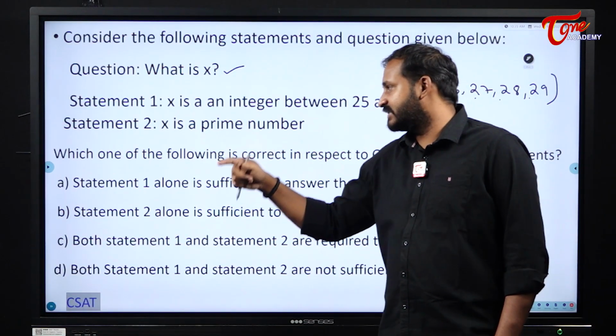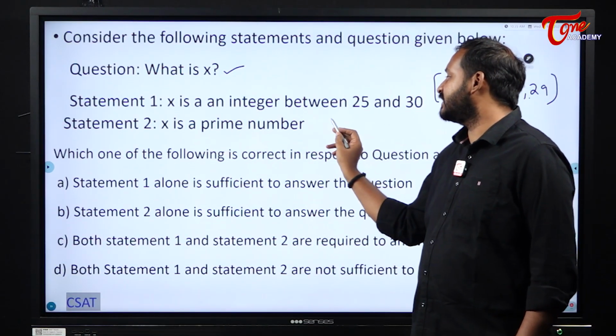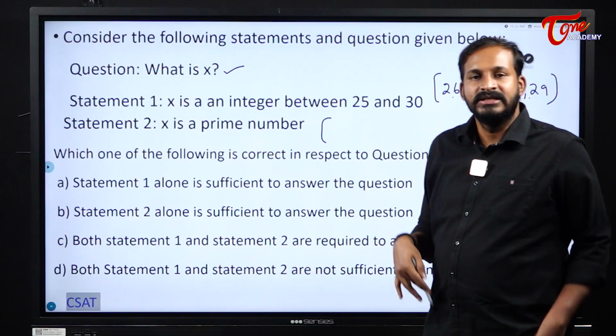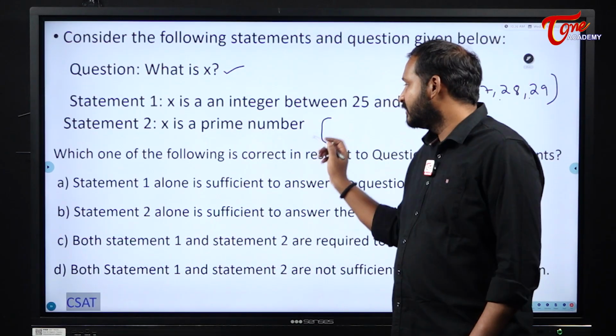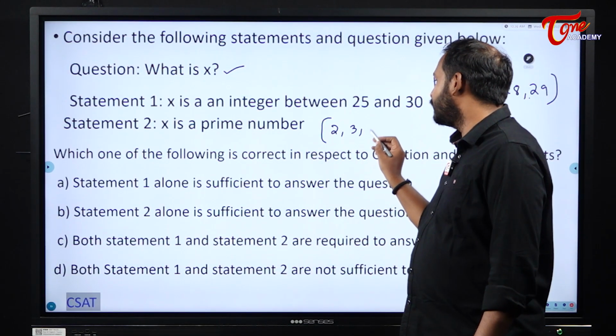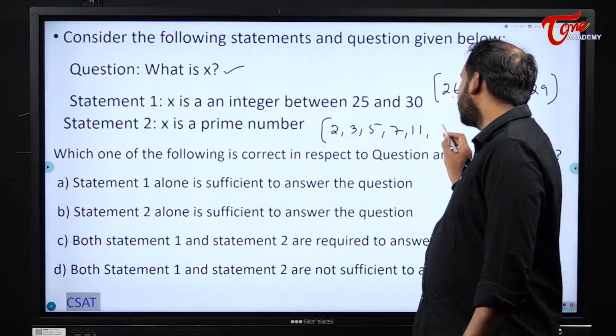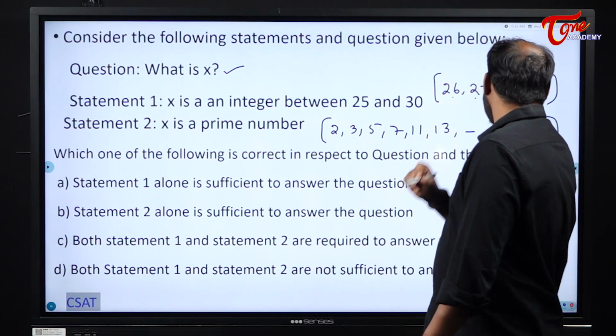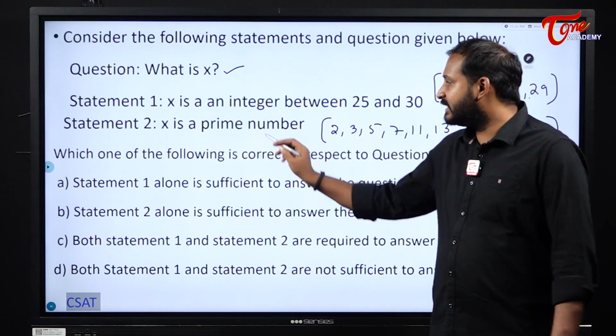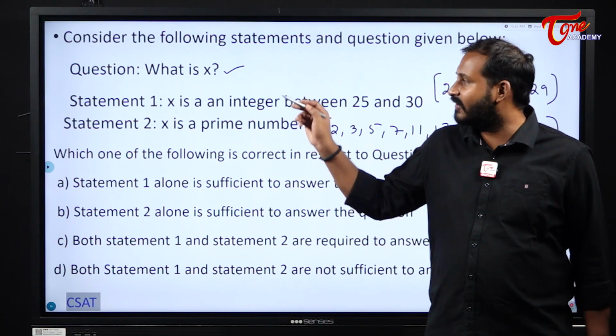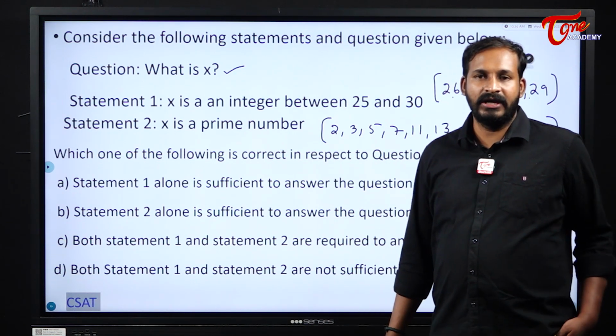Now I will see my second statement. What is the second statement? x is a prime number. See, there are infinite prime numbers, right? So 2, 3, 5, 7, 11, 13, like this we have infinite prime numbers. So by seeing the second statement, can I tell the value of x? No, I cannot tell exactly.